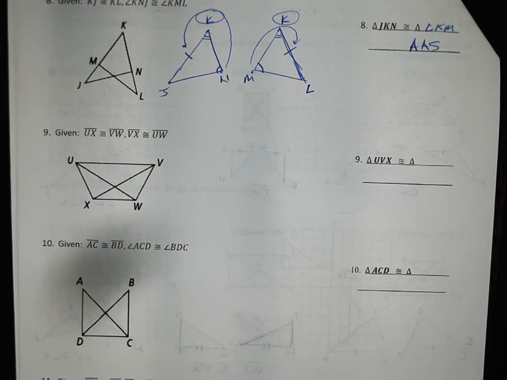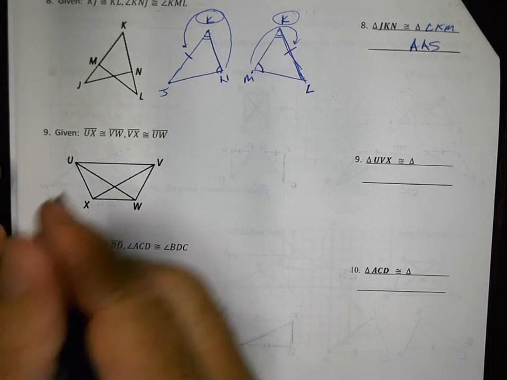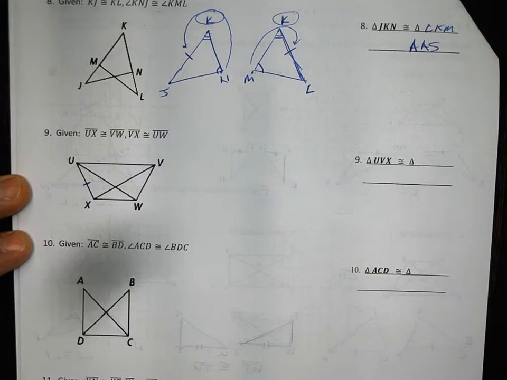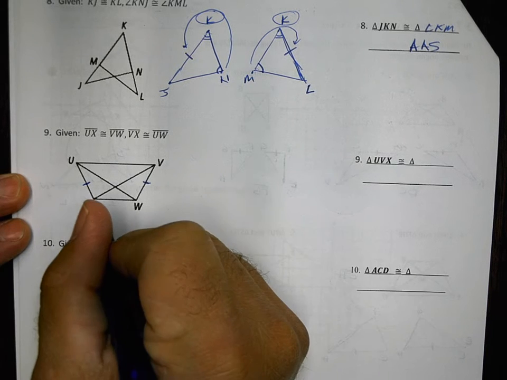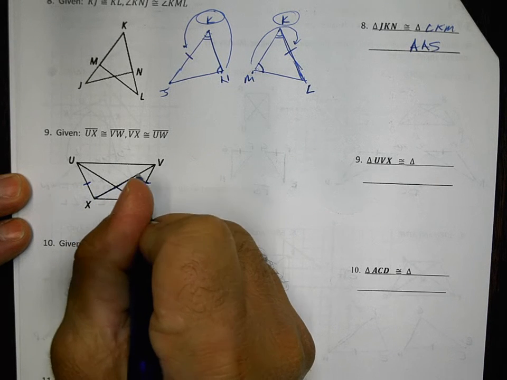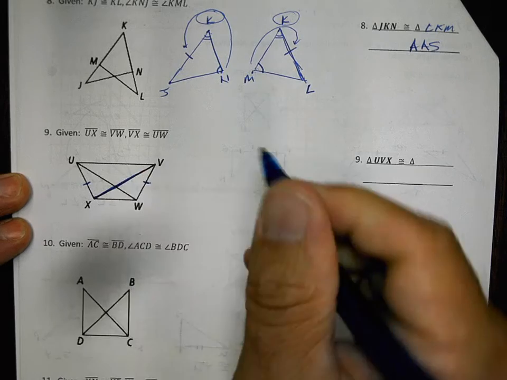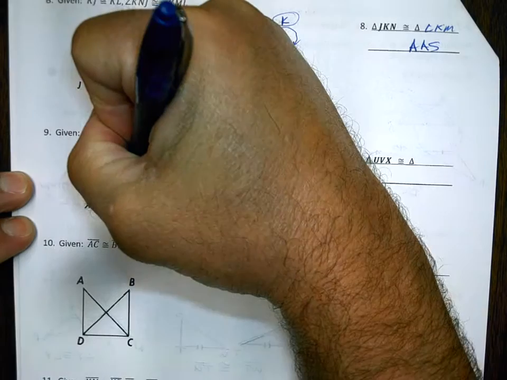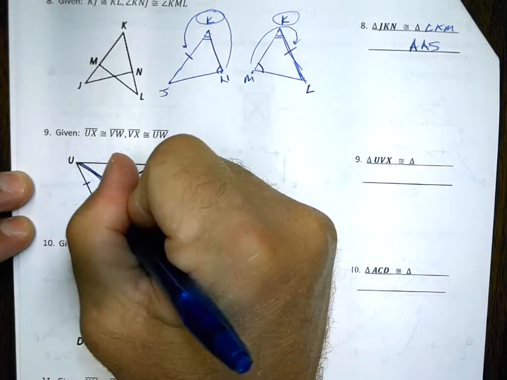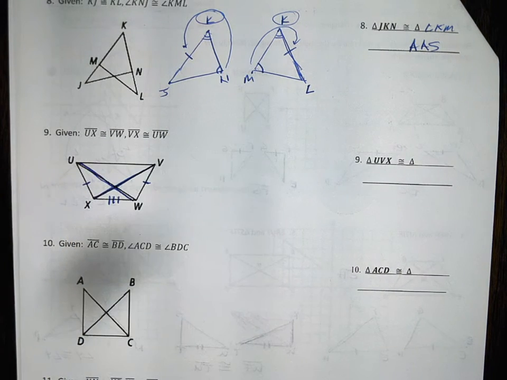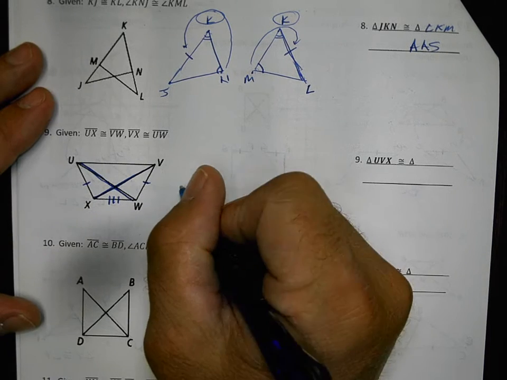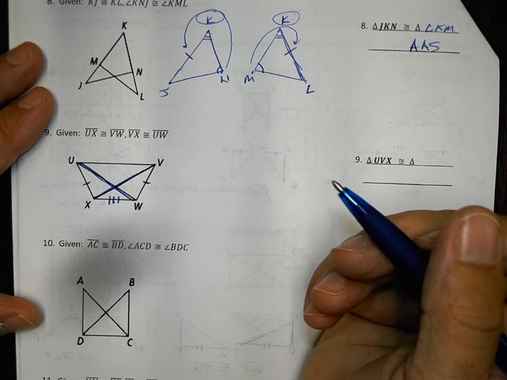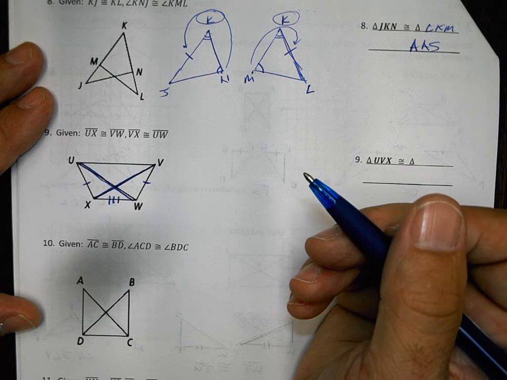Okay, over here. Now some of you might feel like you don't need to redraw these. That's up to you. If you feel like you're comfortable and you can say, you know what? UX is congruent to VW, and VX, it's a little hard to draw this, but VX is congruent to UW. And you can see that they share this guy, then you could say the two triangles are congruent. Some of you can see it, some of you don't. So I would say it's a good idea for you guys to redraw them unless you feel extremely confident.